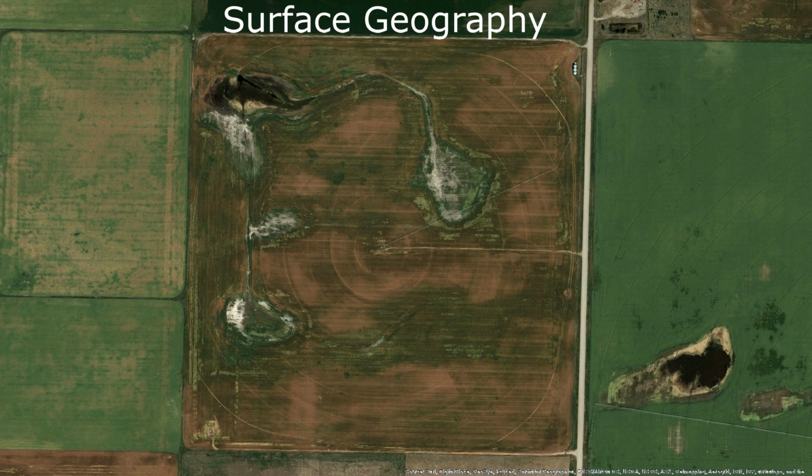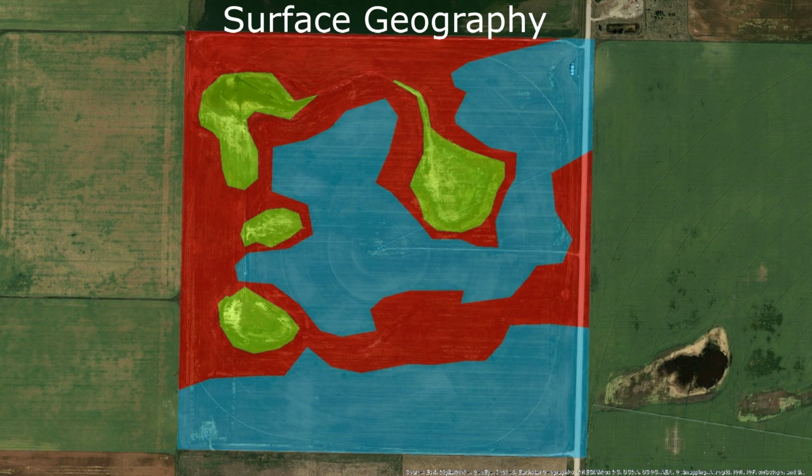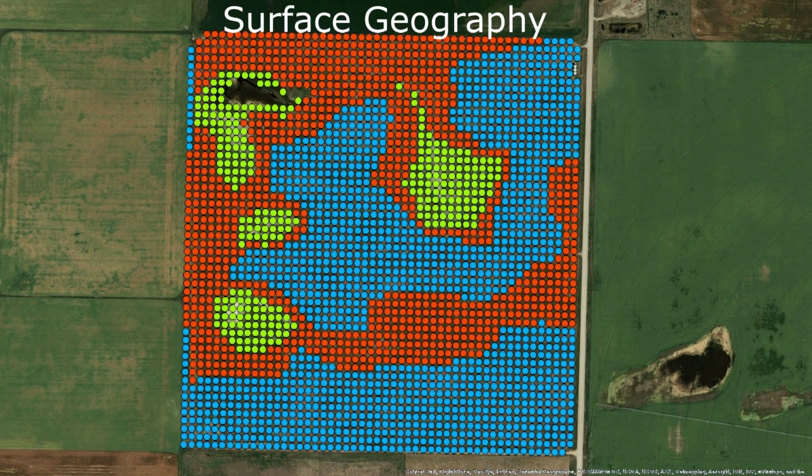So the first was surface geography. Now this was the most basic, most simple way that we can identify variability in the field. It's as simple as looking across the field and saying, these are the physical features that I can visually identify, and using a paint program to draw zones over top of those features. And all 3 zones were then nested into that grid geography that we used at the start.